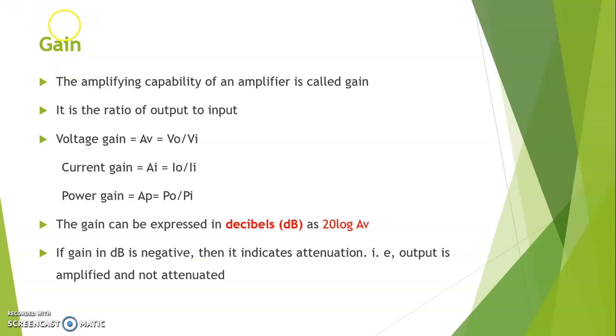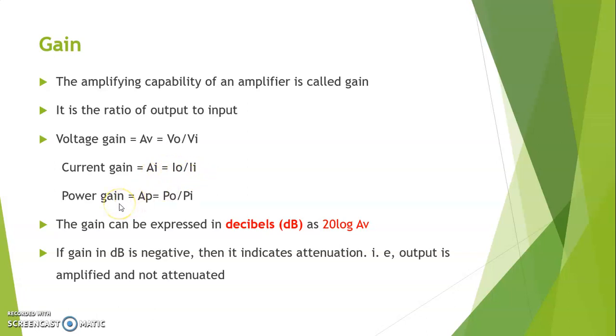Now what is meant by the term gain? Gain means the ability of an amplifier to increase the strength of a signal. It is represented by the ratio of output to input. Now if it is voltage gain, we represent it by the term capital A, small letter V, which is equal to output voltage divided by input voltage. If it is current gain, it is equal to capital A, small letter I, which stands for current, which is equal to output current by input current.